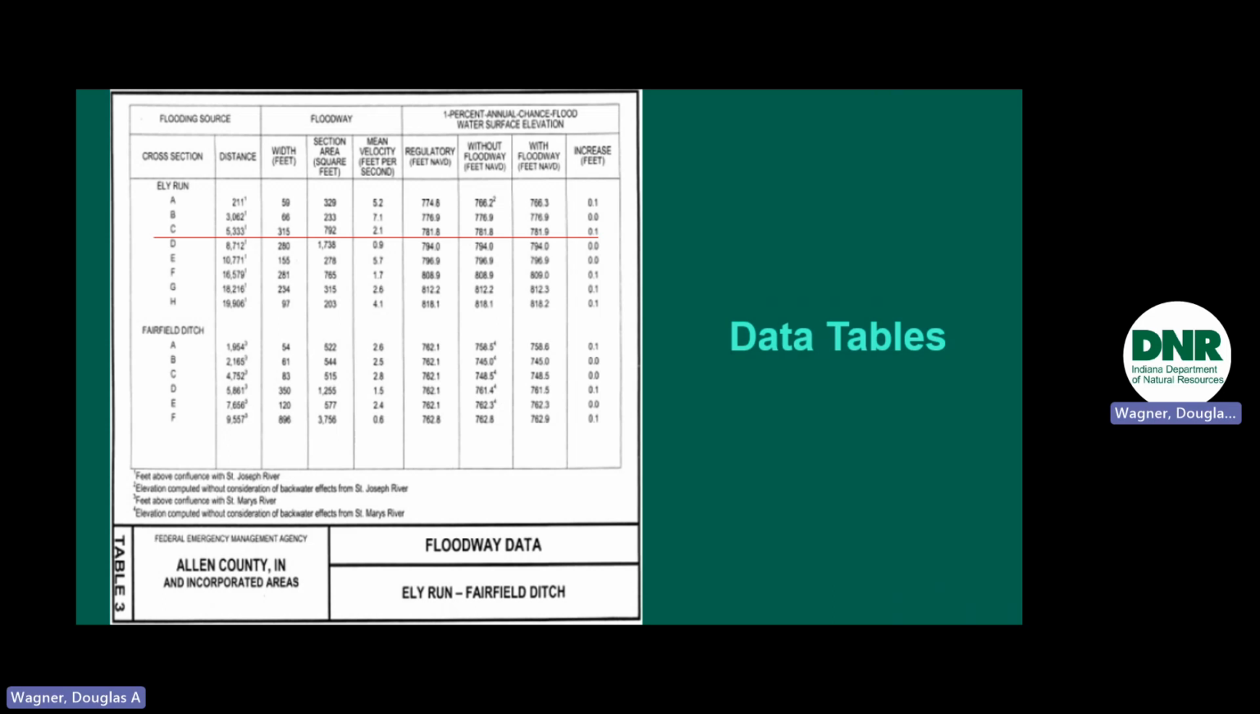To determine BFEs, you should use the maps to measure the distance along the stream center line from your point of interest to the nearest cross-section, the flood profiles to plot the point, then the data tables to compare the results. If you find discrepancies between the documents, the flood profiles will govern. However, if discrepancies are discovered, please report them to the DNR Division of Water so we can provide this information to FEMA and the maps can be corrected.